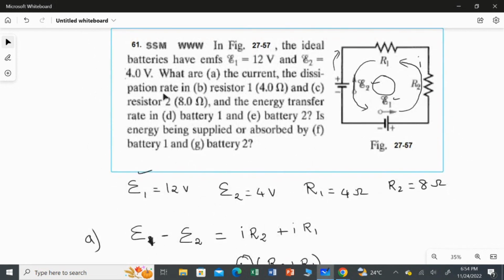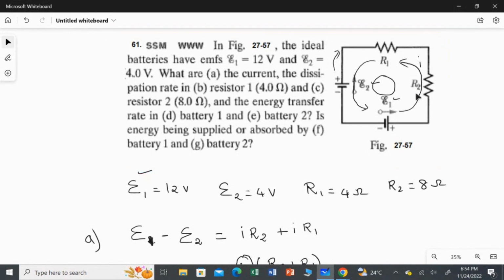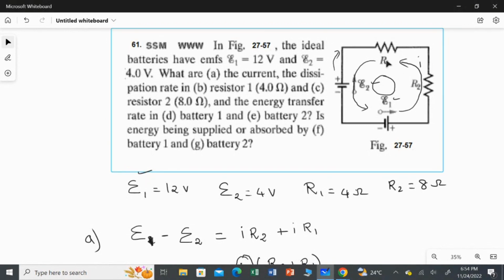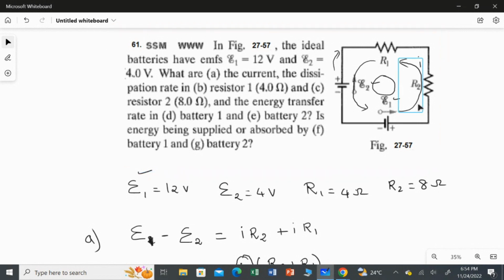What is given in the second question? What is the dissipation rate in resistor 1? So we are going to find what the power should be when the current is passing through resistor 1. Likewise, in the third question, what should be the dissipation rate when the current is passing through resistor 2?